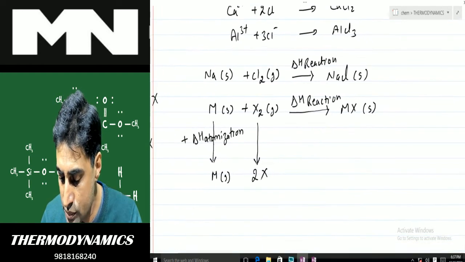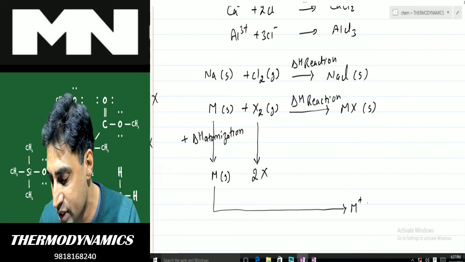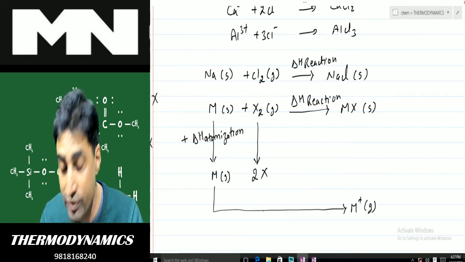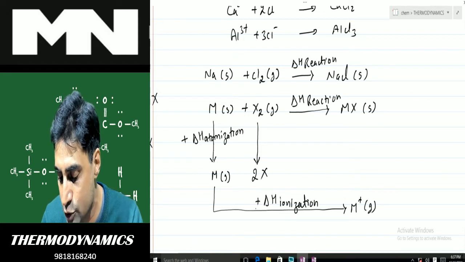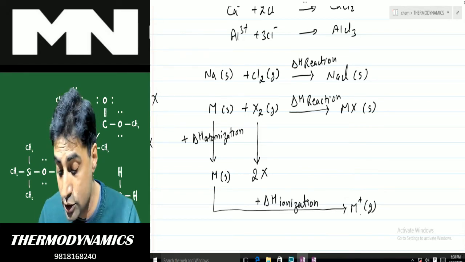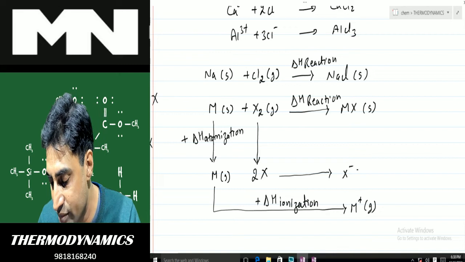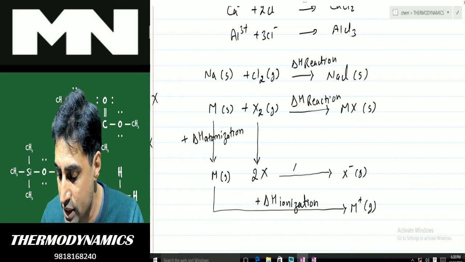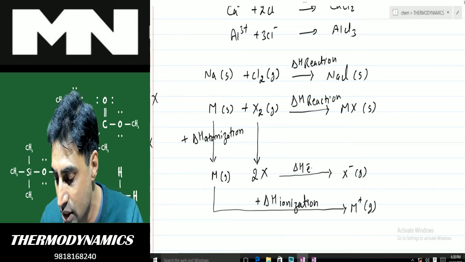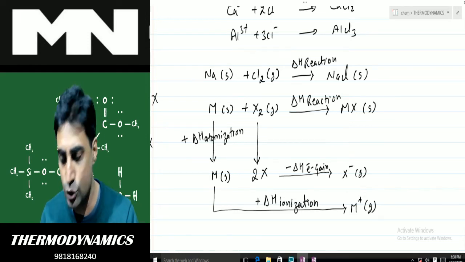After that, the metal is going to lose an electron. This metal will lose an electron. It will become M positive in the gaseous state. The amount of energy which we are using here is ionization enthalpy. This we have already done, and since we are using energy, the sign is positive. The electron lost by the metal is gained by the non-metal, and it will become X negative in the gaseous state. Since it is gaining an electron and becoming stable, it will lose energy, and that heat energy is electron gain enthalpy, and its sign is negative because it is exothermic.